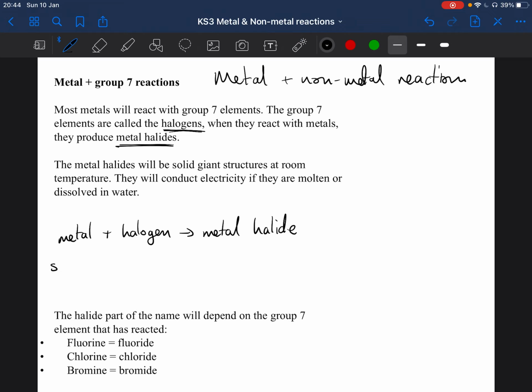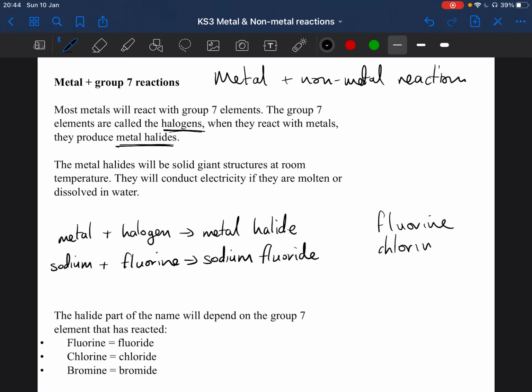So if I was to show you an example, what I would have is sodium. And if I was to react sodium with fluorine, I would end up with sodium fluoride. Okay, so when we talk about our halogens, they all have a similar ending name. So we have fluorine, chlorine, bromine, iodine, and astatine. They all end in -ine.